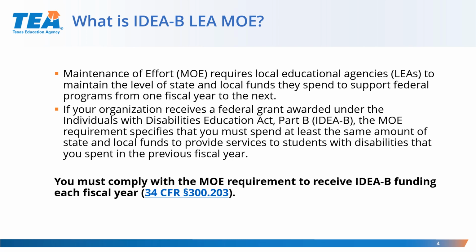Maintenance of effort, also known as MOE, is a federal regulation that requires LEAs who received IDEA B funds to maintain the same level of state and local spending as they did in the previous year. Whatever you spent last year in state and local, you need to spend this year, and it's a comparison of the 2 years.